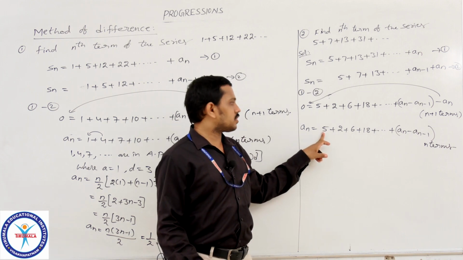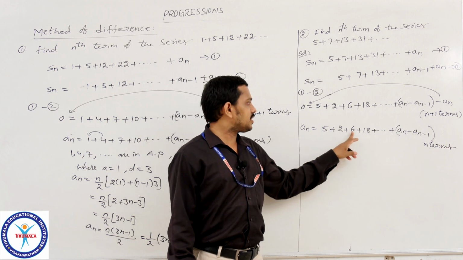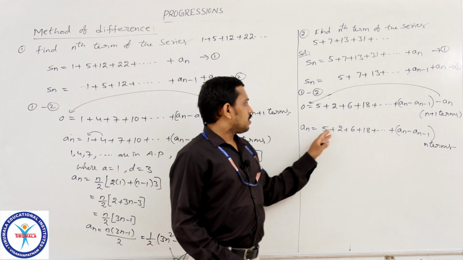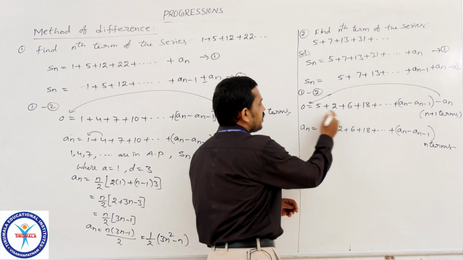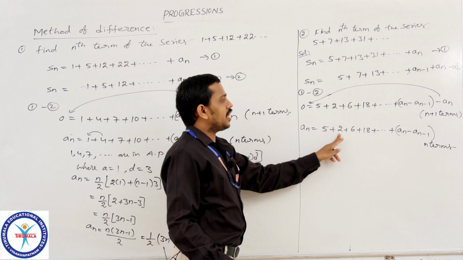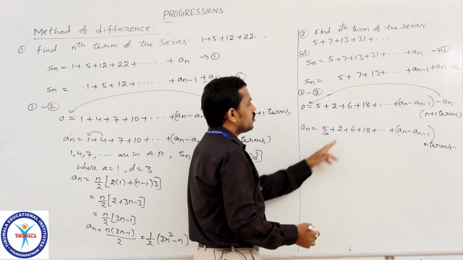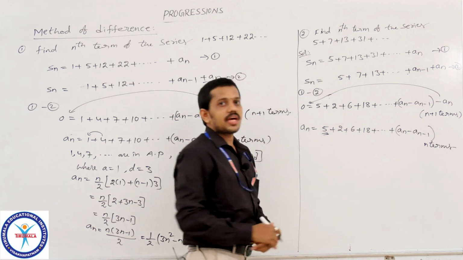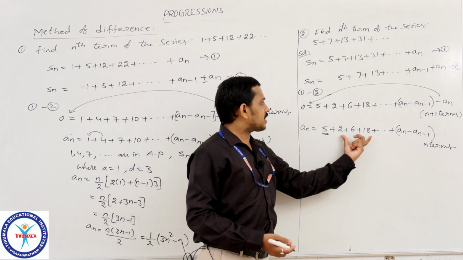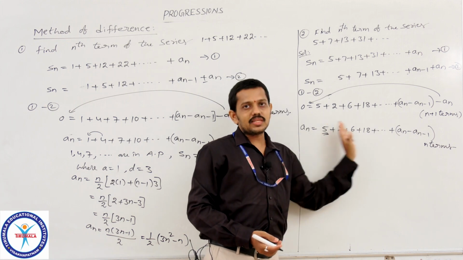Here 2 minus 5 is minus 3, 6 minus 2 is 4, 18 minus 6 is 12. So, they are not in AP. But when we check the ratio, 2 by 5, 6 by 2 is 3, 18 by 6 is 3. Excluding this value, from here onwards we get the ratio equal. So, we will exclude this value and consider the next set of terms as one sequence.